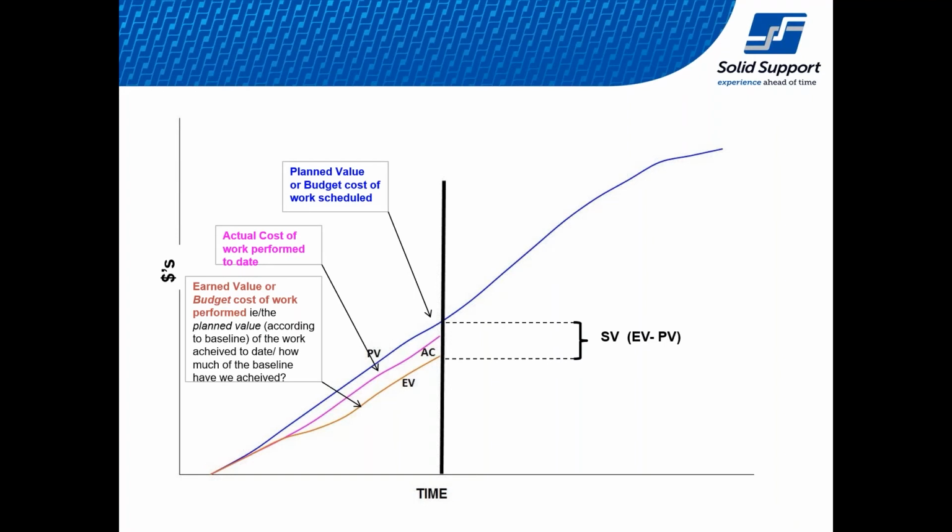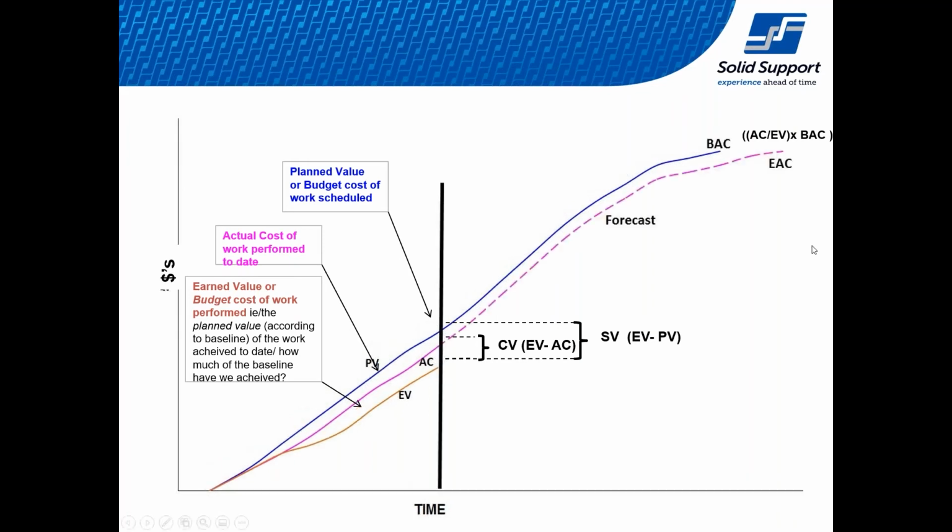Now, the difference between those two is our scheduled variance, which is the earned value minus the planned value, and the difference between earned value and actual cost is the cost variance. These are indicators and variances that you can use to measure whether a project is on schedule, behind, or ahead. So at the top, we have our forecast lines, which lead to our estimate at completion and budget at completion.